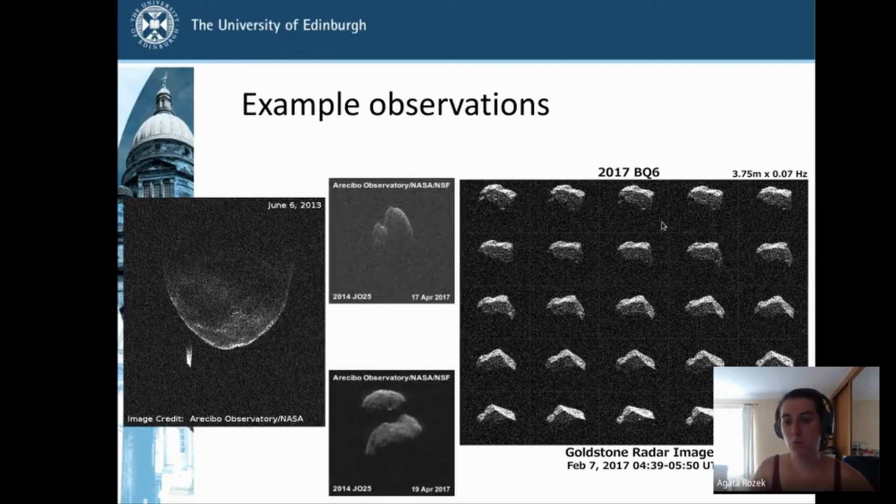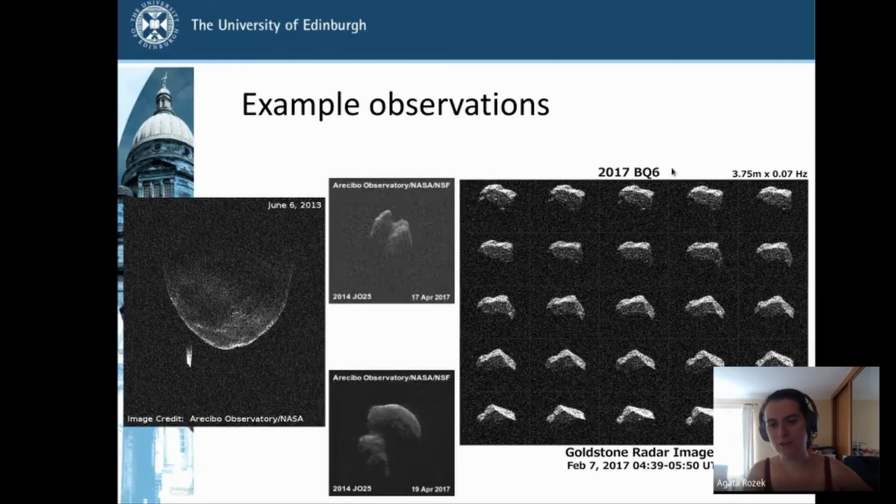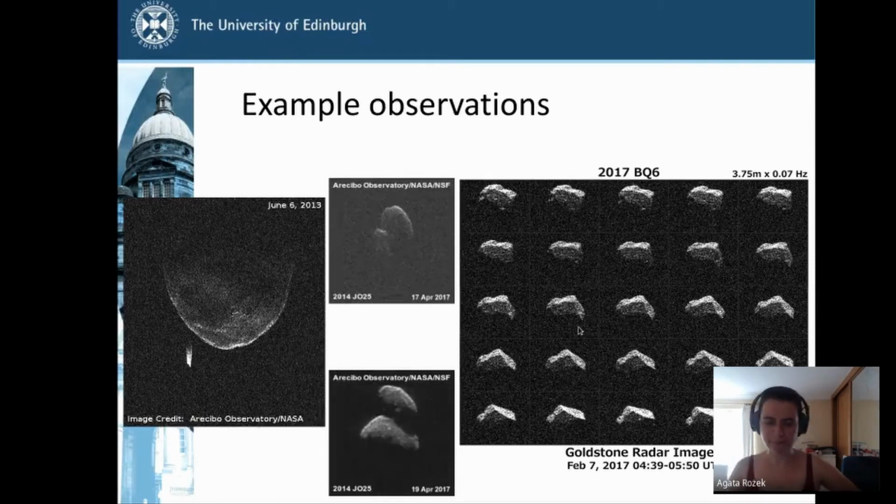And we can see some weird angular shapes that we are not really sure how they look, like asteroid BQ6 here. They look a bit like Dungeons and Dragons dice from afar. So there are all sorts of things that we can learn about asteroid morphology from radar observations.